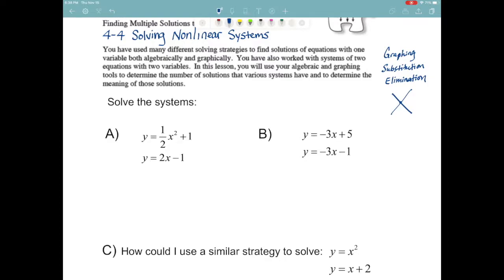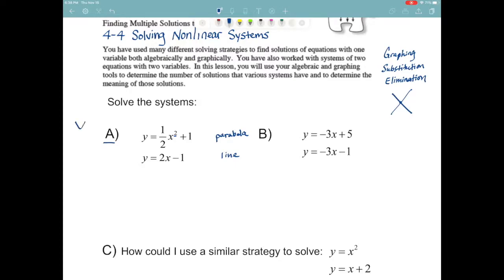Today we're going to solve some systems algebraically, except they're not going to both be lines. When we start out on letter A here, you see that we have y equals 1/2 x squared plus 1. That's going to be a parabola, right? We know that because it's got the second degree. Since x is to the second power, we know it's quadratic. And on the bottom we have y equals 2x minus 1, which is just going to be a straight line. So that one's going to be linear.